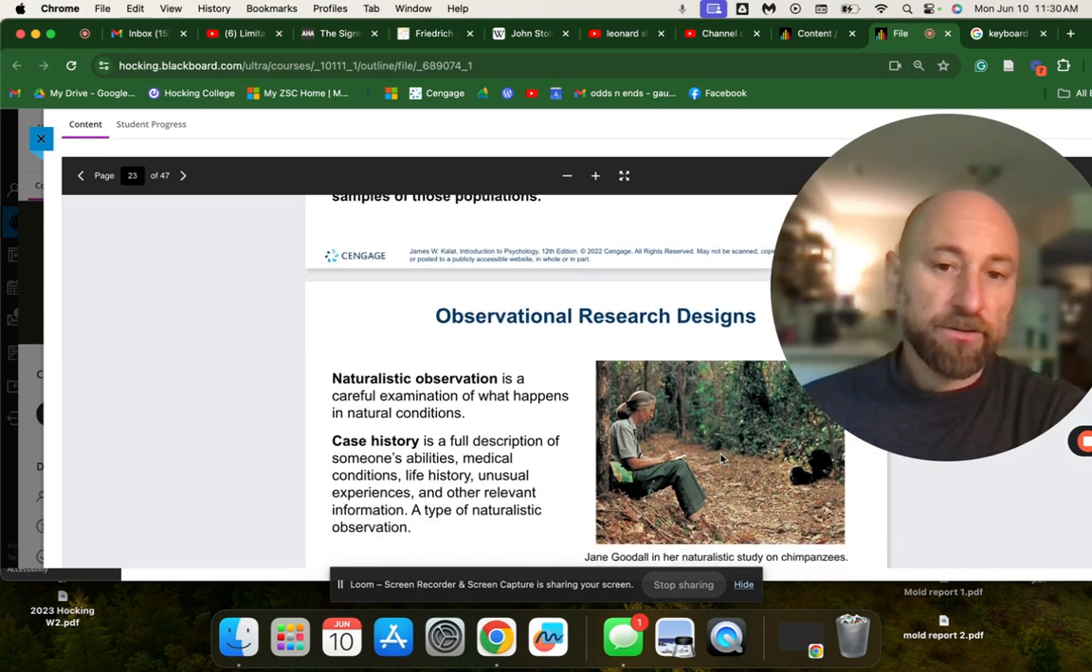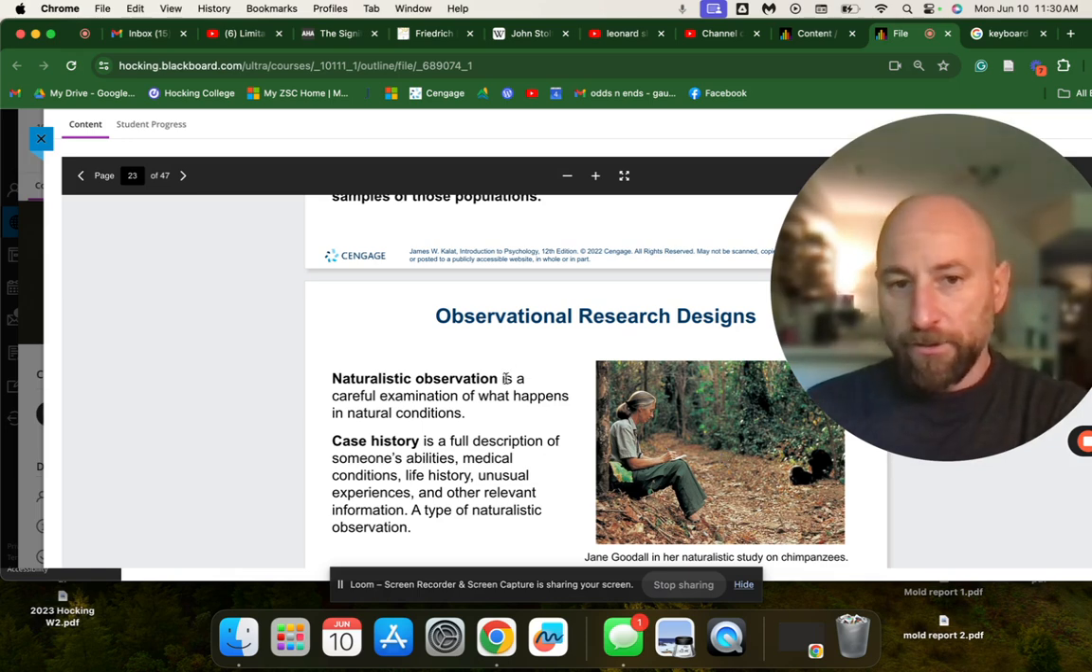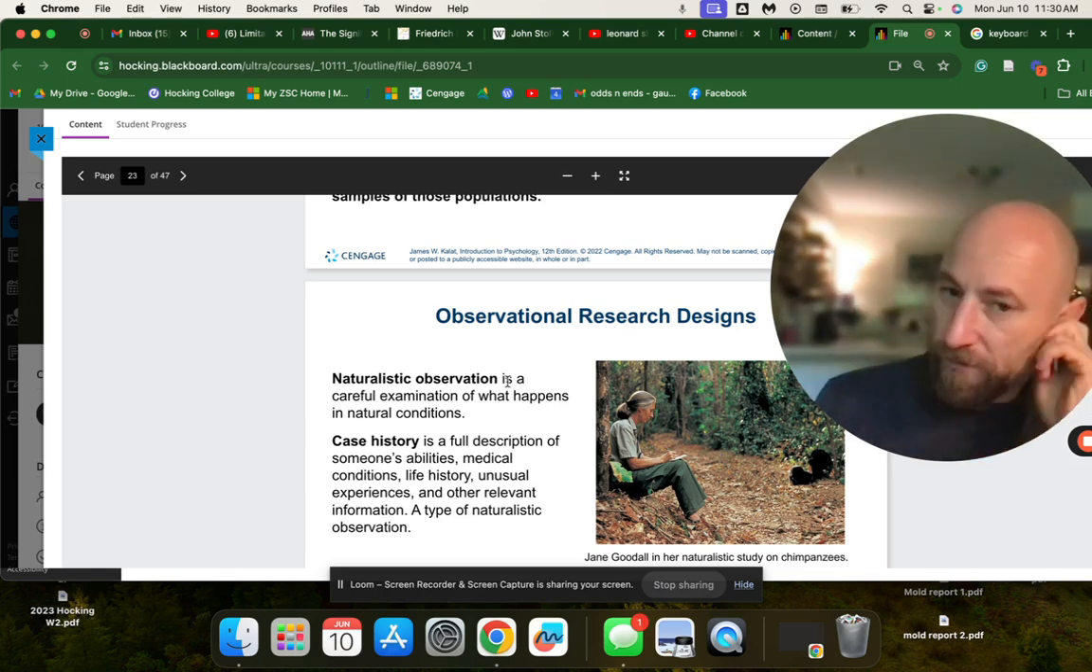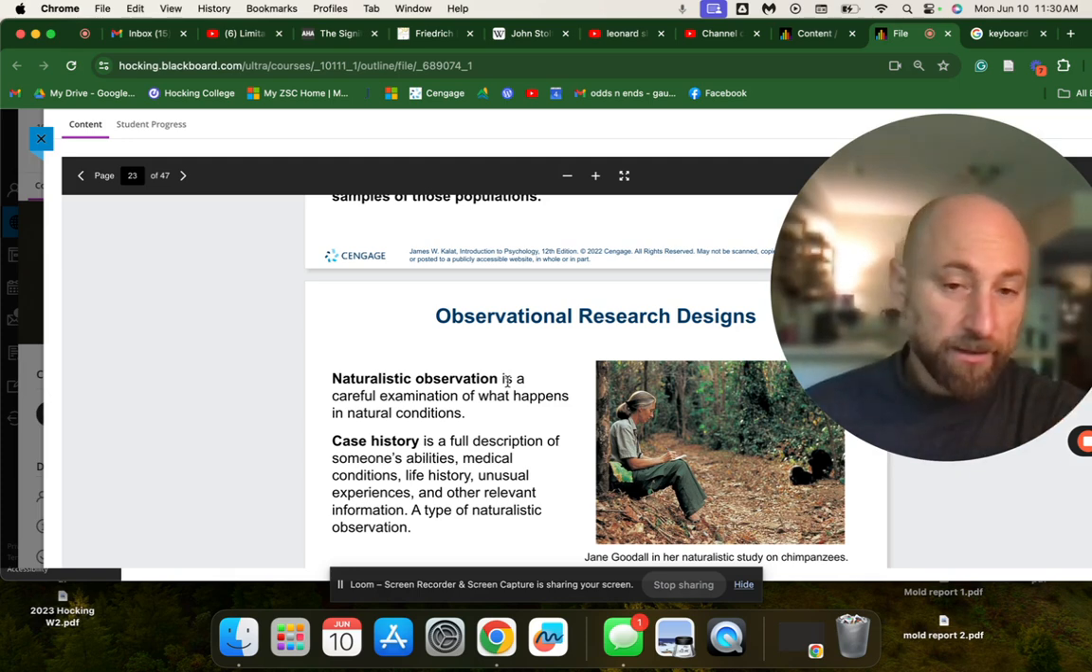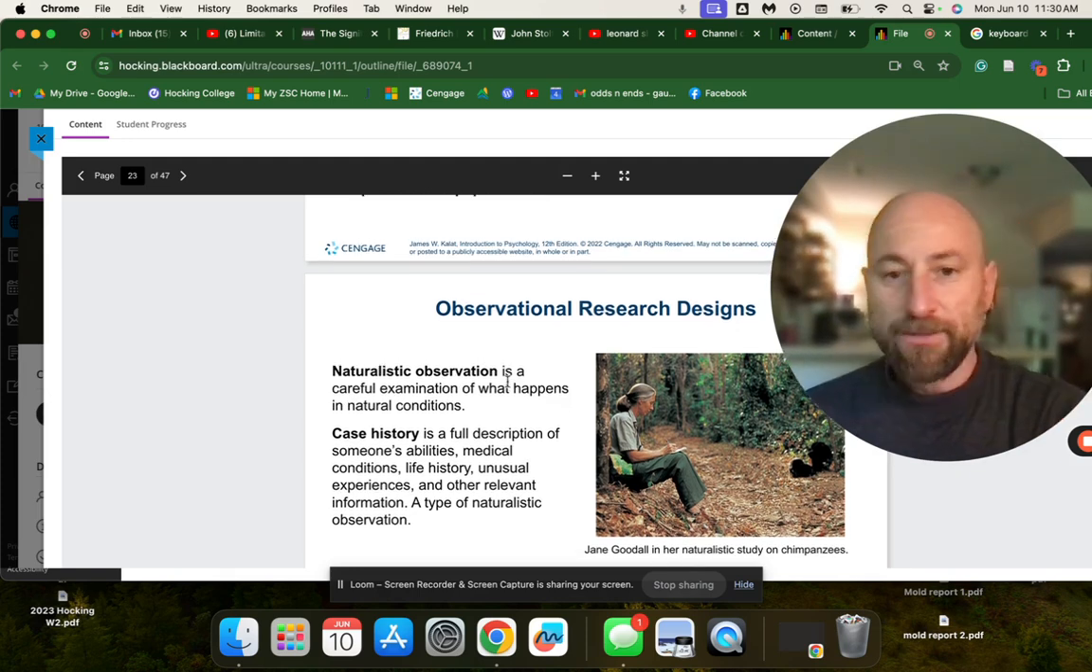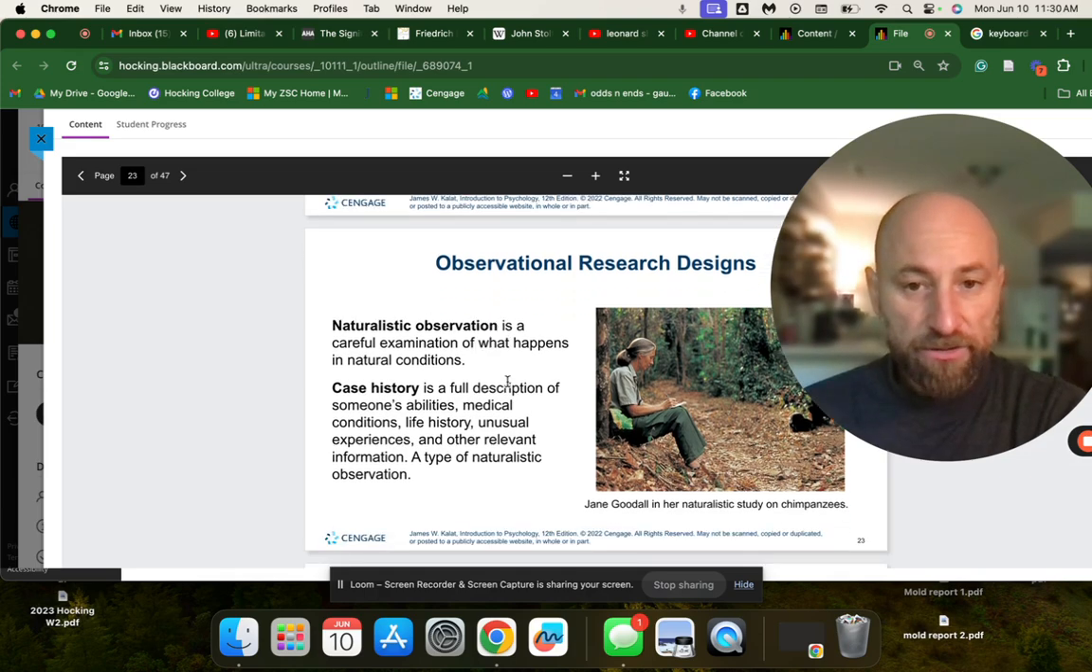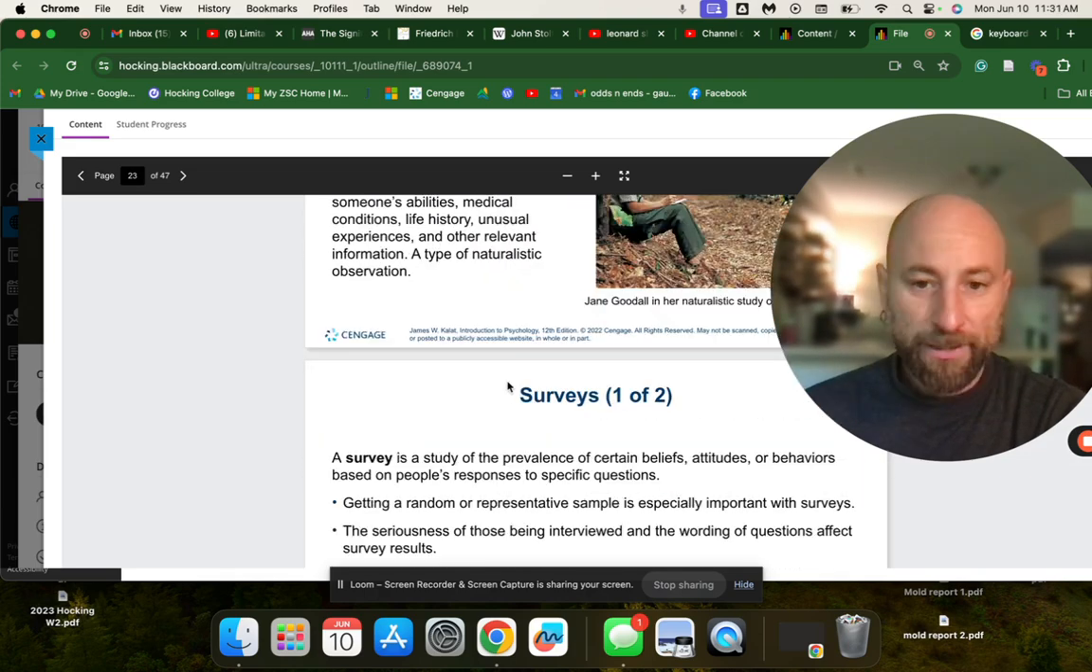A case history is a detailed description of one particular individual. Neither of these are considered scientific, though observation can be scientific if you're recording data in a particular way. Case history is not, but it can lead to experiments and can have value in other ways.